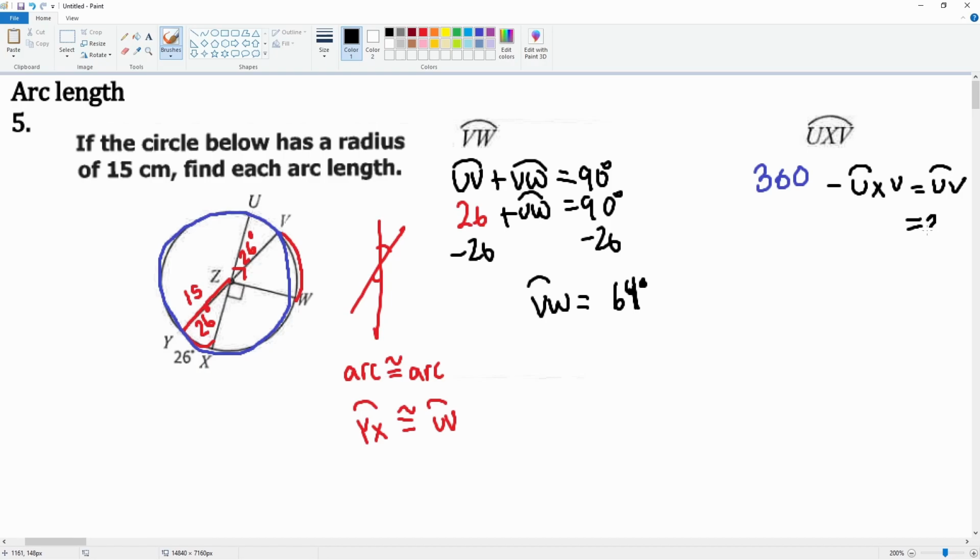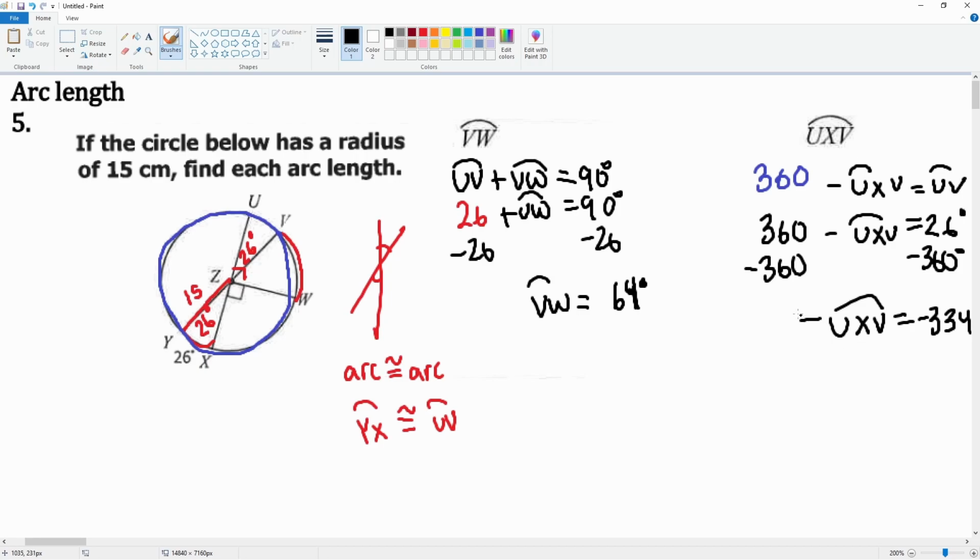But we know arc UV is 26 degrees, right? So do you see how I set up my equation so I have one unknown, which is the arc? Here I'm going to subtract 360 from both sides. It's going to get sloppy because there are two negatives. This arc is negative, and 26 minus 360. You see how there's a negative on both sides, right? You could divide by negative 1 on both sides. That's how you get both positives, and that is 334 degrees. So there you go. There are other ways you can set up an equation for arc UXV. I just showed it by subtracting from 360.